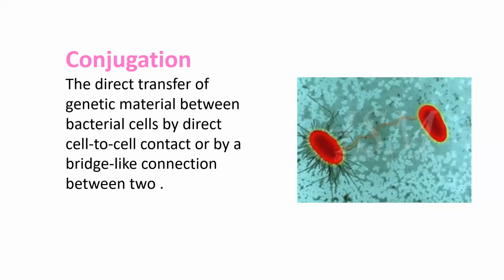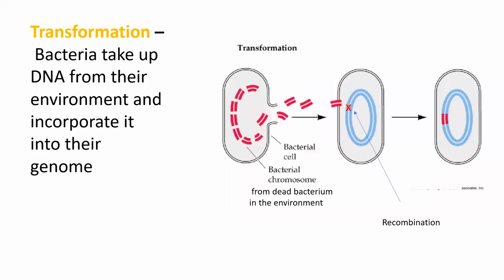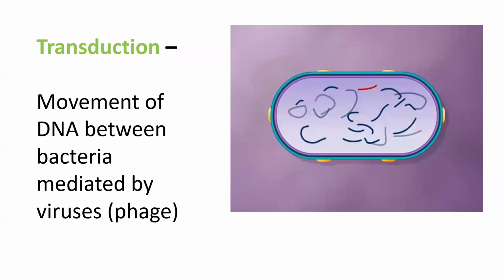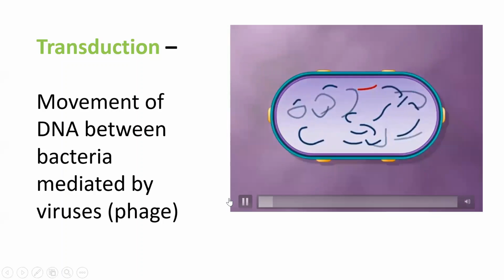And horizontal transfer occurs through three processes: conjugation, transformation, and transduction. Conjugation is a direct transfer of genetic material between bacterial cells by direct cell-to-cell contact or by a bridge-like connection between two. In transformation, bacteria take up DNA from their environment and incorporate it into their genome. In transduction, movement of DNA occurs between bacteria, which is mediated by phages.